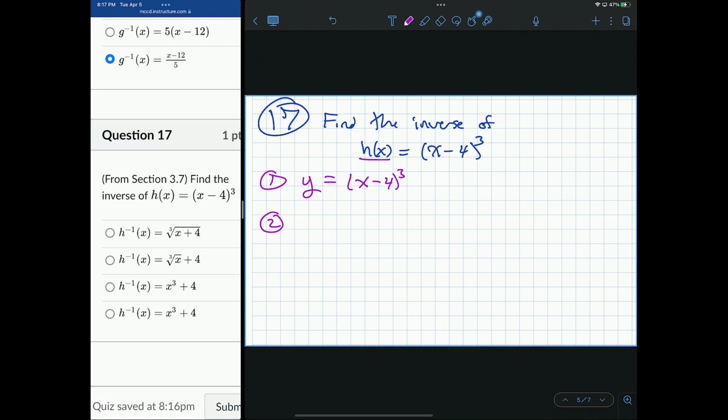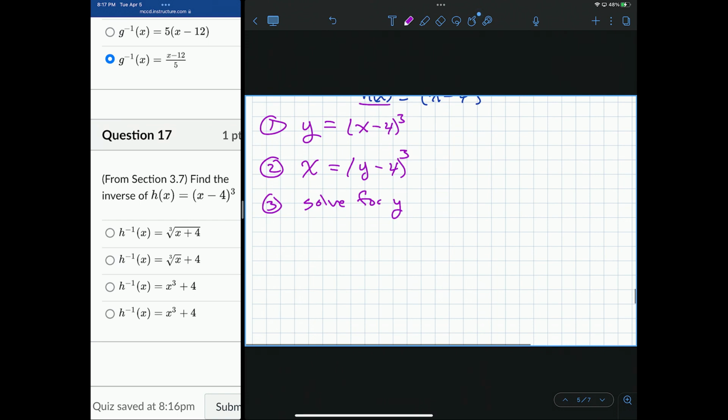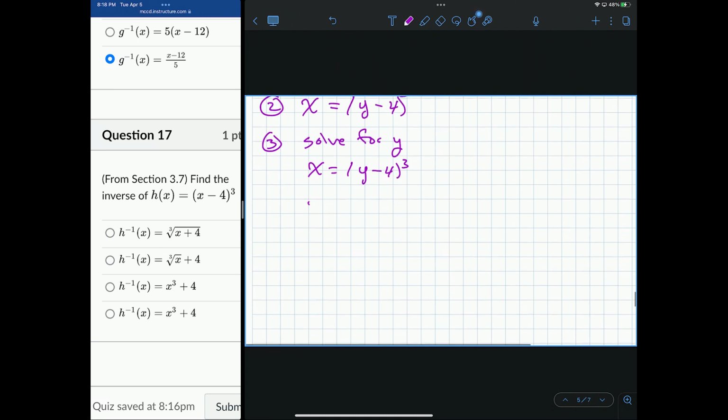Second step, we switch the x's and the y's. x equals (y minus 4) cubed. So we switch them. Next step, we need to solve for y. I'll just rewrite this. Okay, how are we gonna do this? Well, I'm gonna rewrite it again.